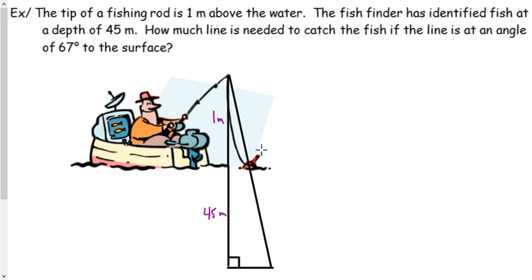So here's the thing we can figure out. Let's do a little more labeling here. I know that this angle right in here is 67 degrees. Now I can actually use my F pattern. My F pattern will tell me that this angle is also 67 degrees. Okay, so if that angle is 67, and I know the opposite side is 46 meters, I can use trigonometry to solve this for me. Let's do my old SOHCAHTOA.